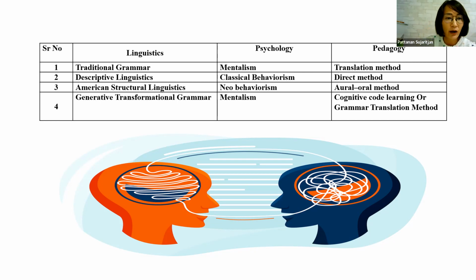And the next one, American structural linguistics. So this is focused on the spoken first and then studying the written form. So this approach focuses on human behavior, right? And the next one is the generative transformational grammar.